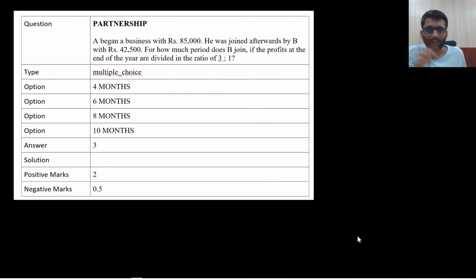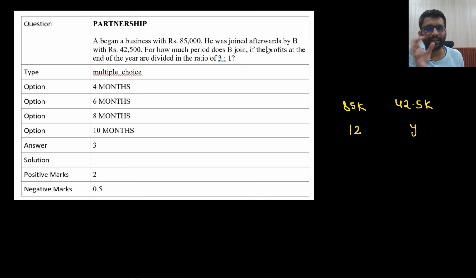Okay, now it is a partnership problem. A began the business with 85,000. B joined afterwards. After some time, B joined with 42.5k rupees. Okay, for how long did B join, if the profit at the end of the year was divided in the ratio 3:1? So A invested for 12 months and B invested for some 12 minus X months, we don't know. He invested for some Y months. We don't know for how much time he invested.